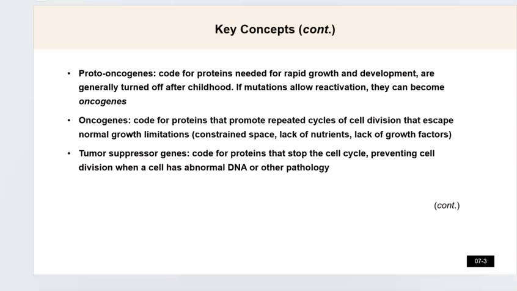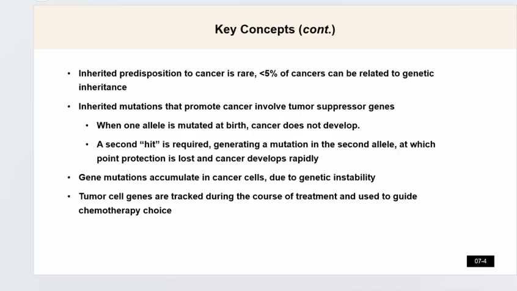We're going to talk about proto-oncogenes, which code for proteins that are needed for rapid growth and development. They're generally turned off after childhood, but if you have a genetic mutation that turns them back on, they can become oncogenes. The oncogenes code proteins that promote repeated cycles of cell division that escape normal growth limitations. The tumor suppression genes code for proteins that stop the cell cycle, preventing cell division when a cell has abnormal DNA or some other pathology.